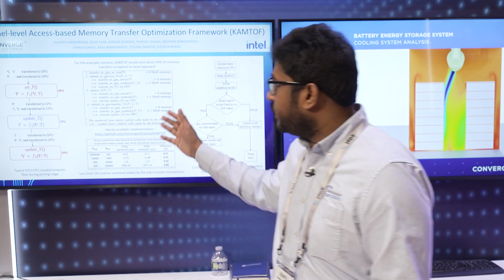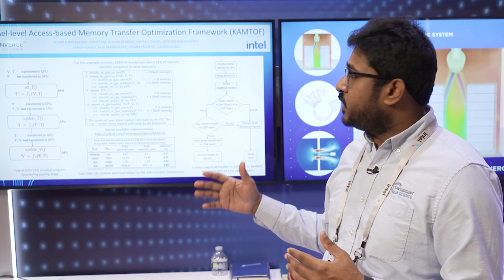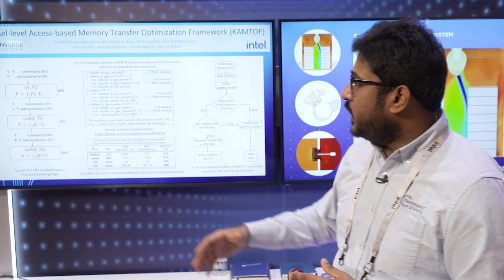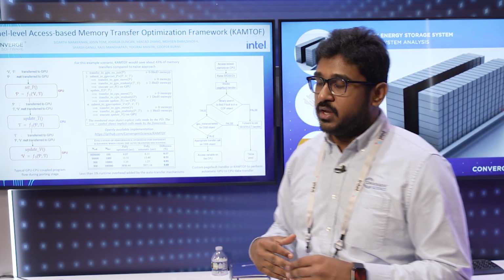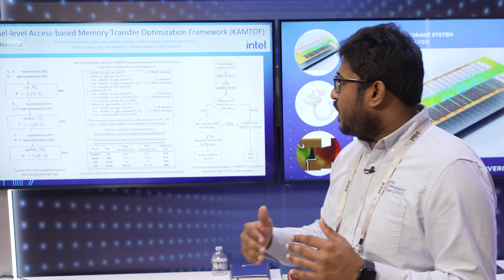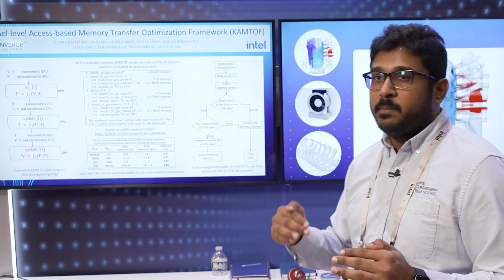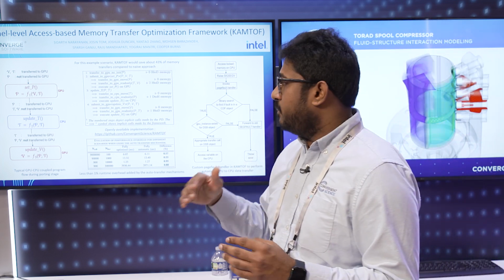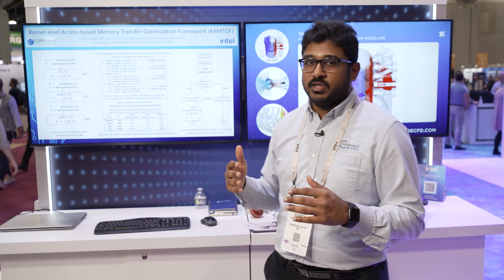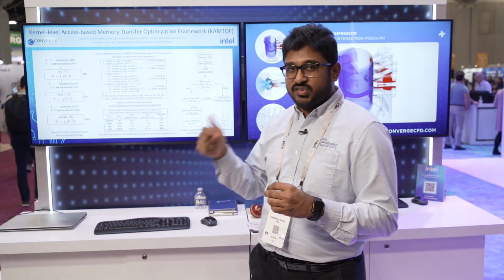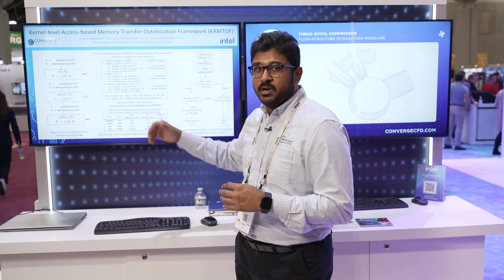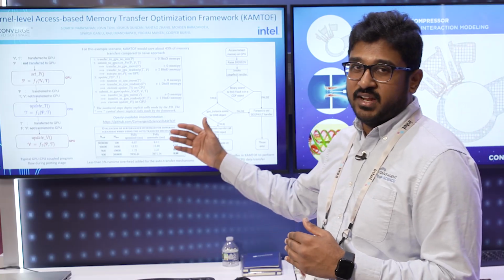What we developed for that is what we call CAMTOF, the kernel-level access-based memory transfer optimization framework. We model a simple scenario that could happen in a potential CPU-GPU conversion project, and we developed our framework to optimize the number of memory transfers on those models. We were able to show around 43% memory transfer count savings in this naive scenario, and we have an openly available implementation on our GitHub with more details.